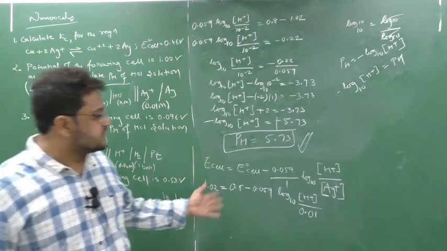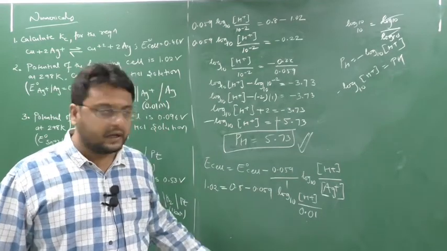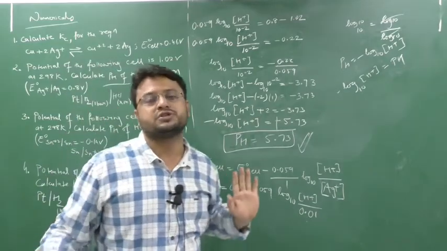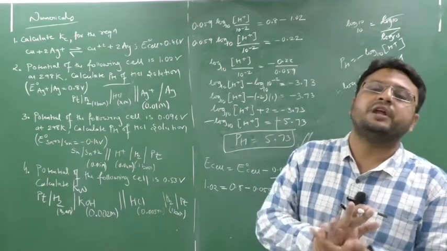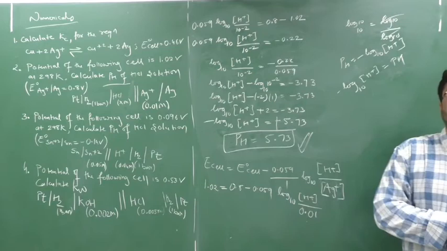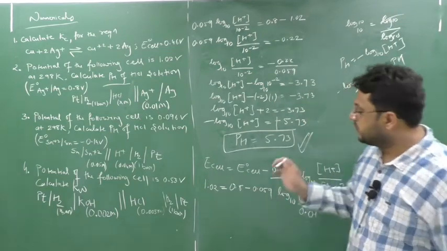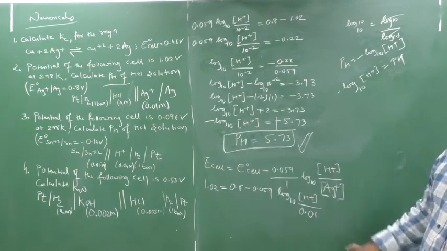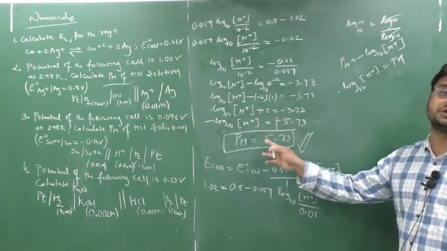Understood? You have to apply the Nernst equation, solve it mathematically, and derive the Nernst equation in terms of minus log to the base 10 concentration of H plus. Remember, whenever a pH problem comes, you write down the Nernst equation, solve it, and derive it in the form of minus log to the base 10 concentration of H plus.